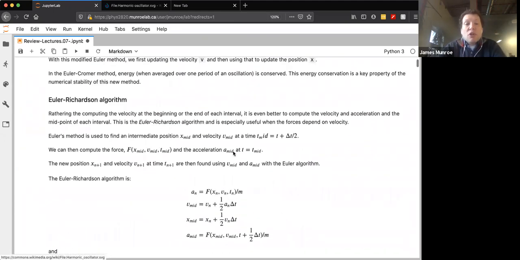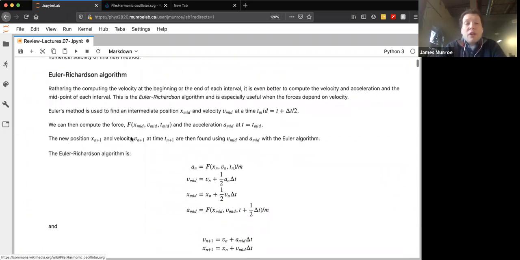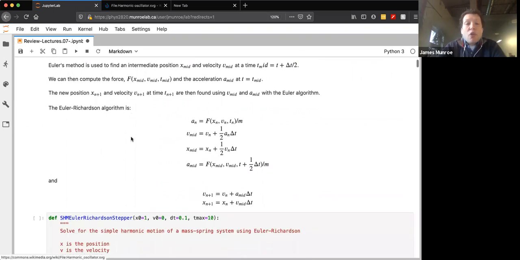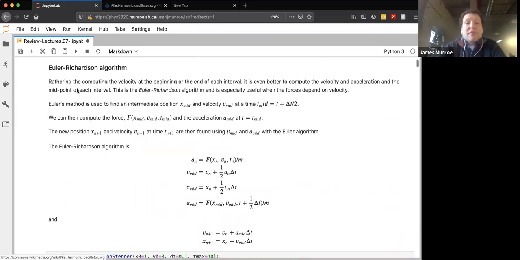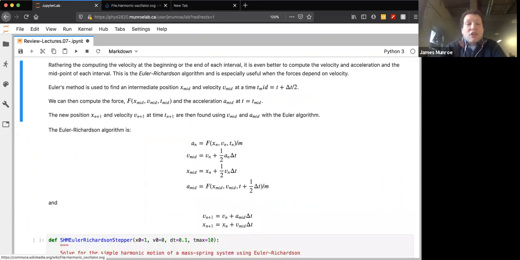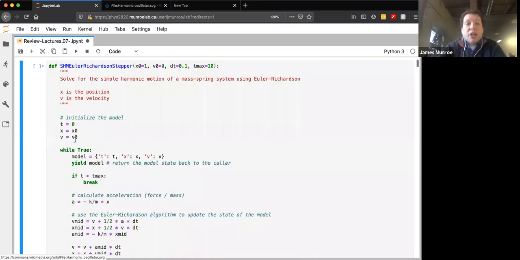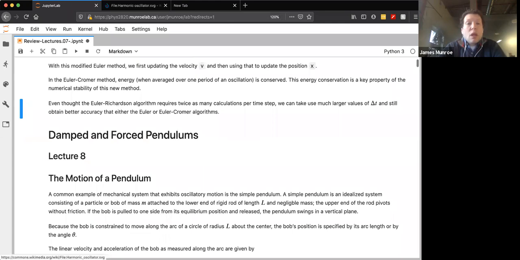Another technique we looked at was the Euler-Richardson method, which is a more advanced Runge-Kutta kind of scheme all the way through. I think the best thing for this Euler-Richardson scheme is to cut this out of this lecture, because we're going to revisit it a few lectures later on.